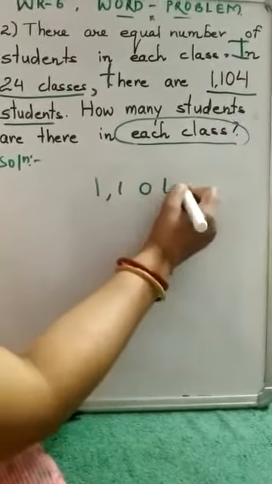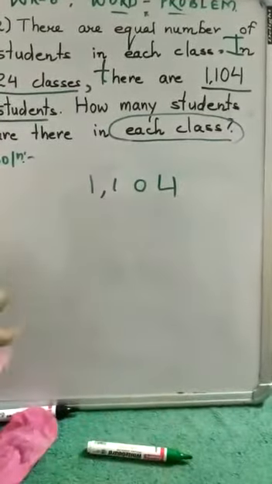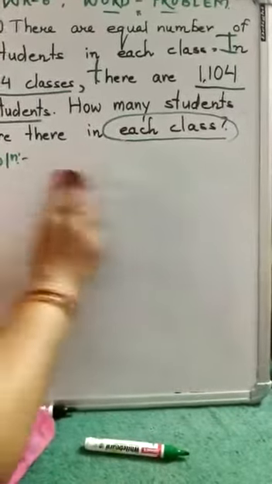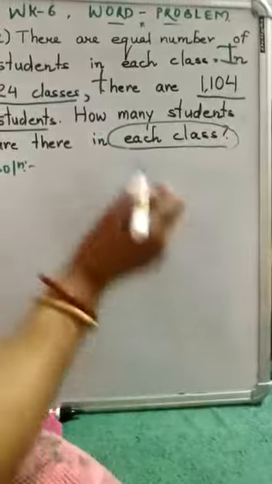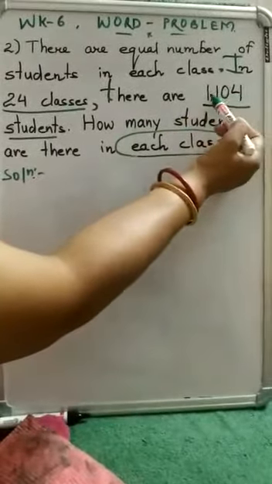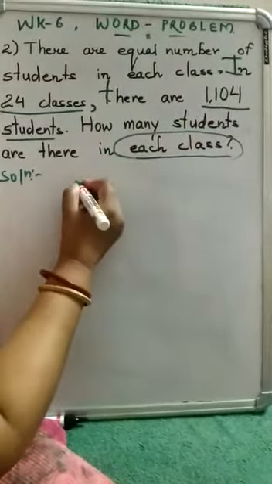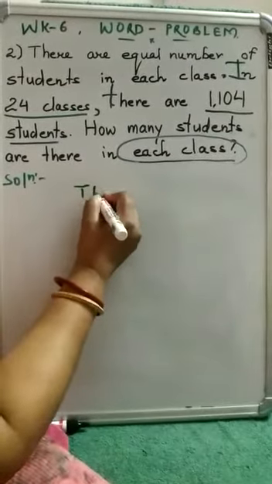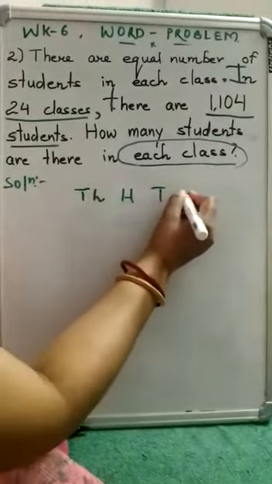1104. Okay children, that is the total number of students. Now we will arrange this 1104. How many digits? 1, 2, 3, 4. So I will write the 4 place values, that is thousands, hundreds, tens, ones.